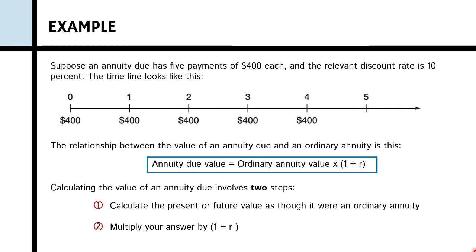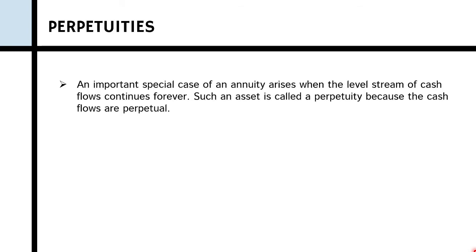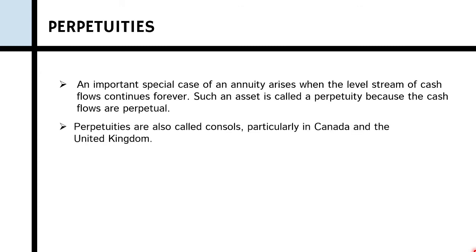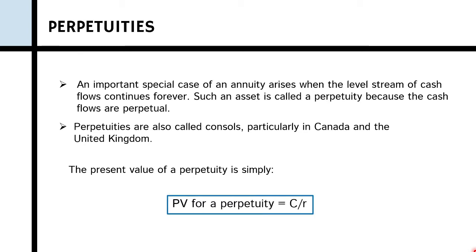Next naman ay ang perpetuities. Ang perpetuities are basically annuities. Kaya lang siya tinawag na perpetuity dahil yung stream of cash flows are perpetual. Kagaya ng sabi natin kanina, meron siyang infinite series of equal payments. Perpetuities are also called consols, particularly in Canada and the United Kingdom. So may formula din when computing for perpetuities. PV for perpetuity is equal to C over R.